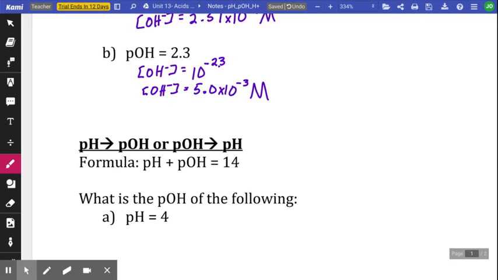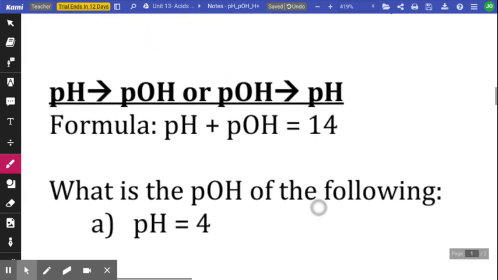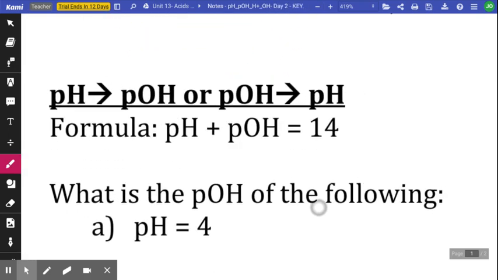Now, let's say I wanted to go from pH to pOH or from pOH to pH. This is actually the easiest. And this is technically going to have a formula, but that formula is this basic thing right here: pH plus pOH equals 14. Remember, our scale for pH goes from 1 to 14, so there's 14 numbers there.